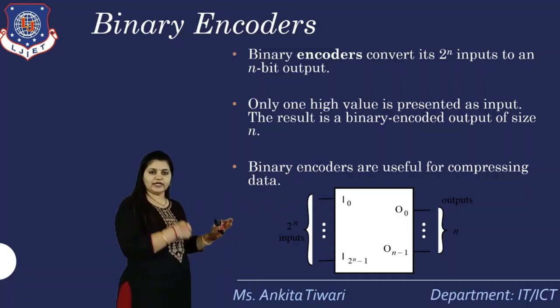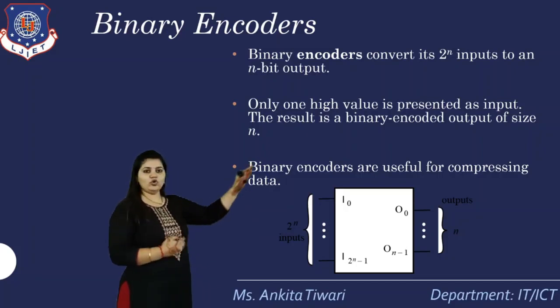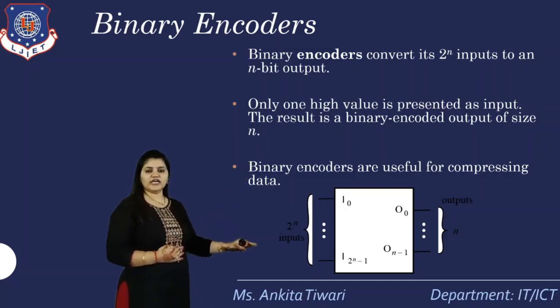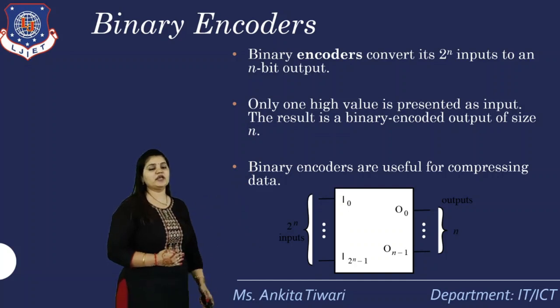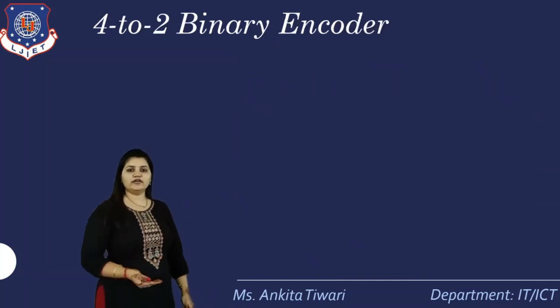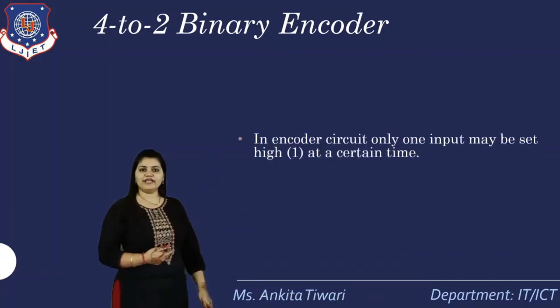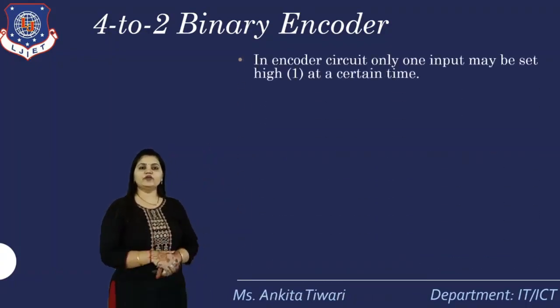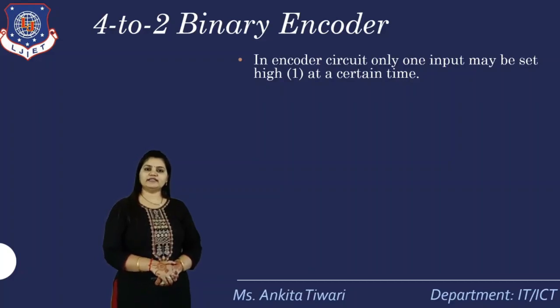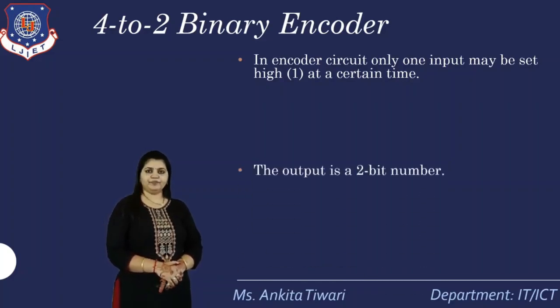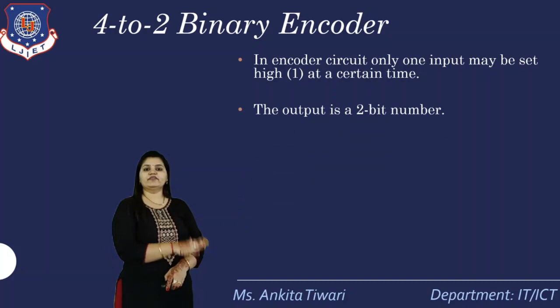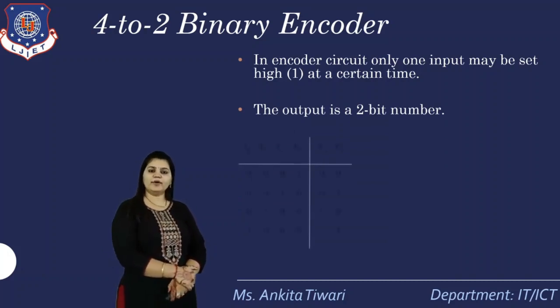The inputs go from I0 till I 2 raised to n minus 1, and the outputs start from O0 till O n minus 1. So this is what encoders are. We'll see one example, a 4 to 2 binary encoder. In an encoder circuit, only one input may be high at a certain time, because 4 inputs are given and from that only one output should be derived.